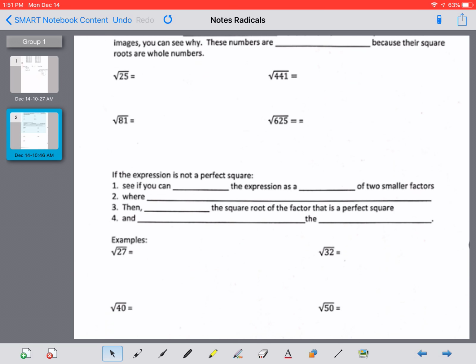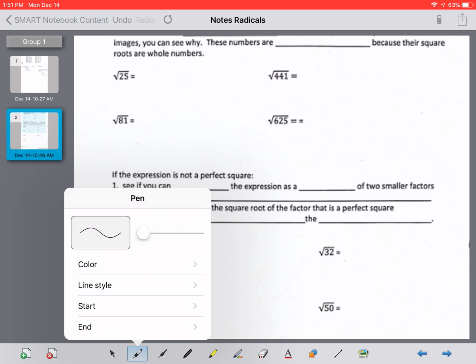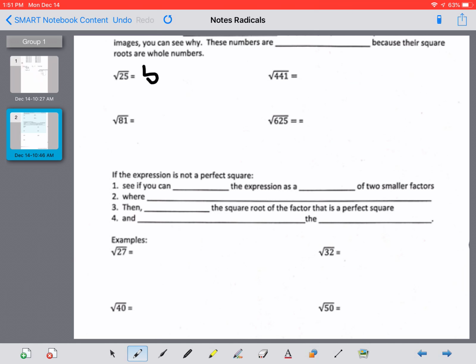If I ask you what the square root of 25 is, hopefully you all just said 5. Because 5 times 5 is 25, so the square root of 25 is 5. The square root of 441 is 21. Now if you didn't know that, you could throw it in your calculator. The square root of 81, 9. The square root of 625, 25. 25, 81, 441, 625, those would be considered perfect squares because there exists a number that when I take it times itself, we obtain that number.